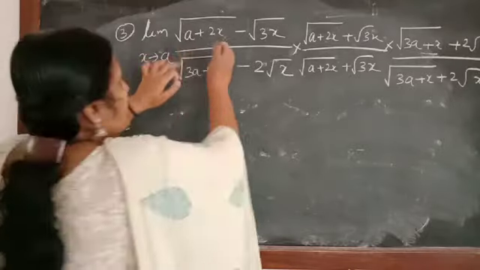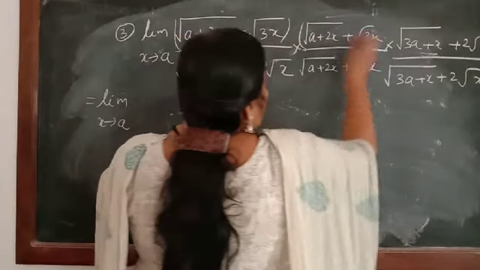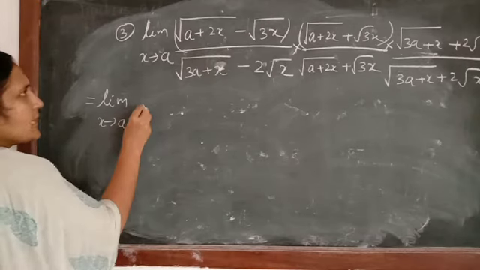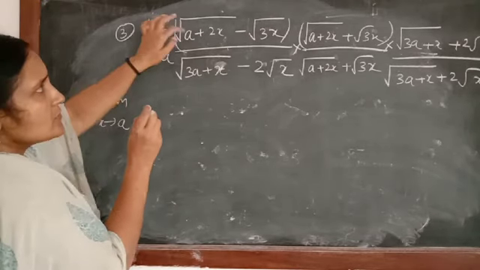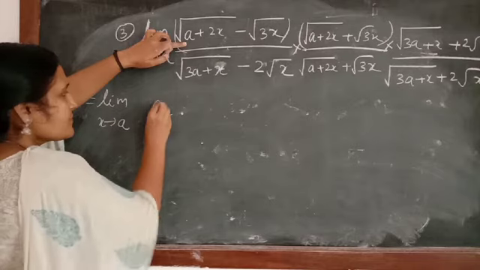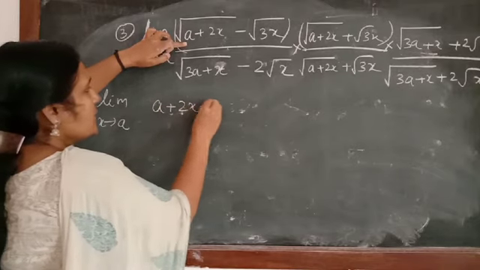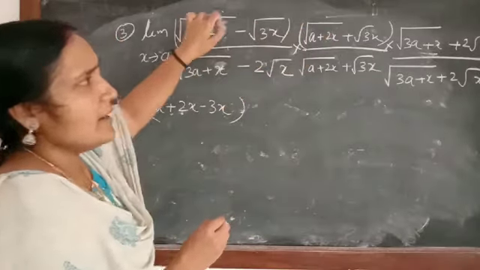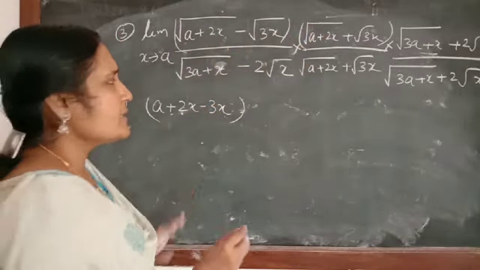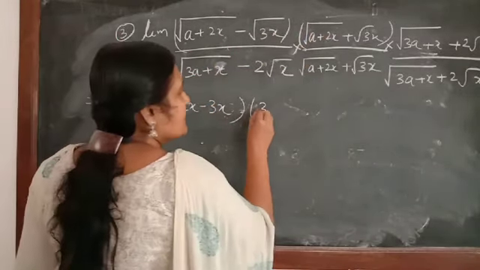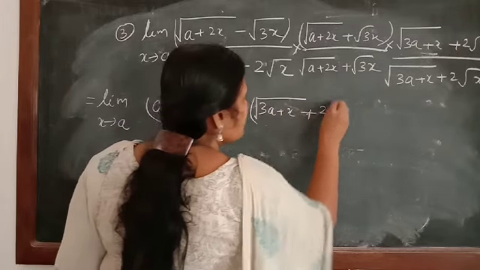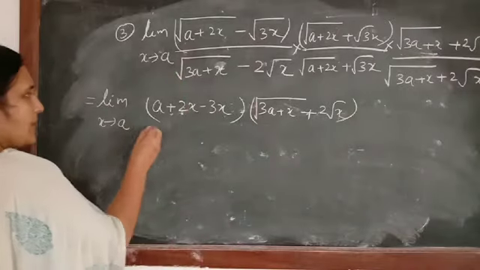Okay, so here we rationalized the numerator. Which are the same terms? These two. Correct? In these two we have to use the identity, so it will be equal to a square minus b square. The square root will get cancelled. The expression will be equal to a plus 2x minus 3x. In these two we used the identity. The next expression you have to write down as it is: square root of 3a plus x plus 2 root x, by.